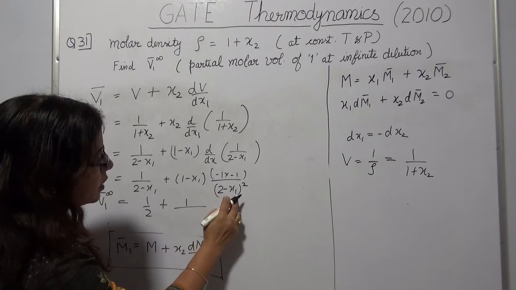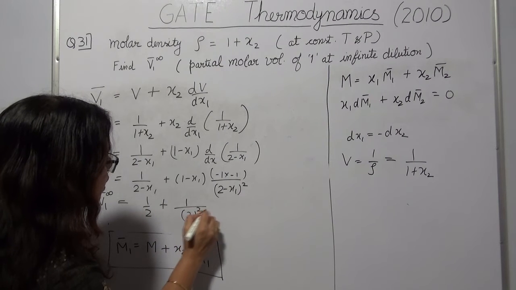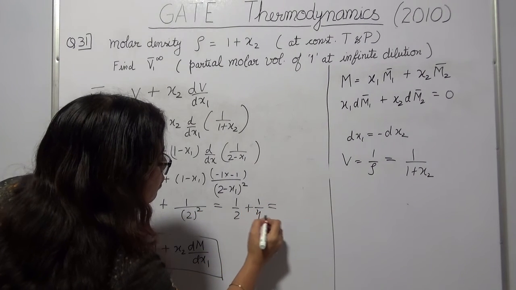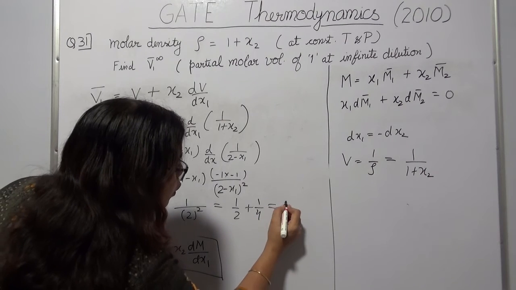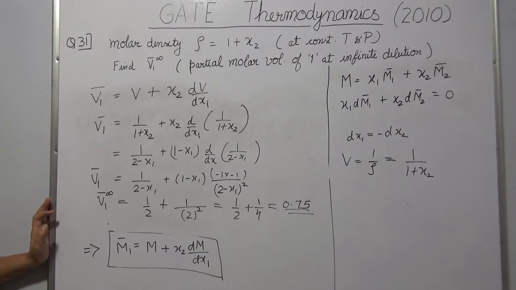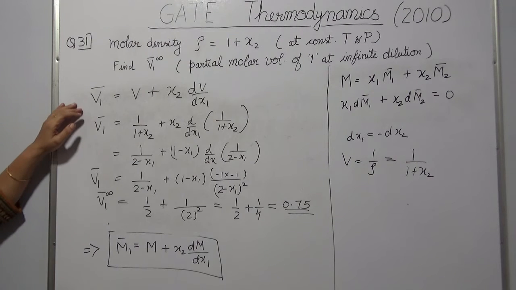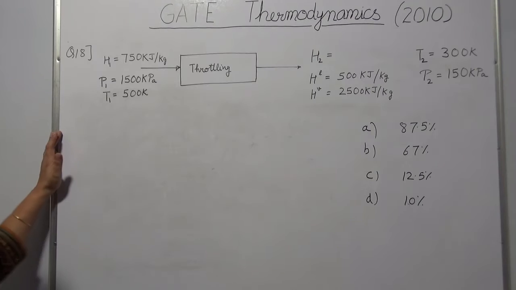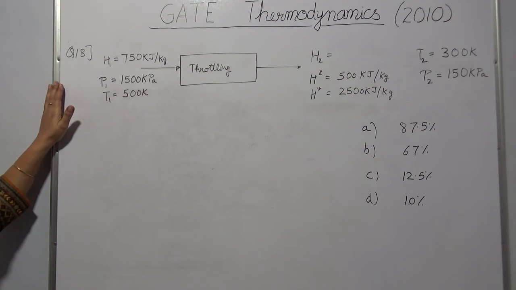So 1 upon, this is 2 whole square. So it will be 1 upon 2 plus 1 upon 4. That will be equal to 3 upon 4 or 0.75. So the answer which you have obtained is that your partial molar volume of component 1 at infinite dilution is 0.75.